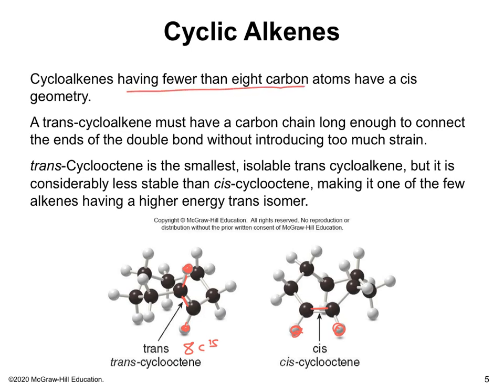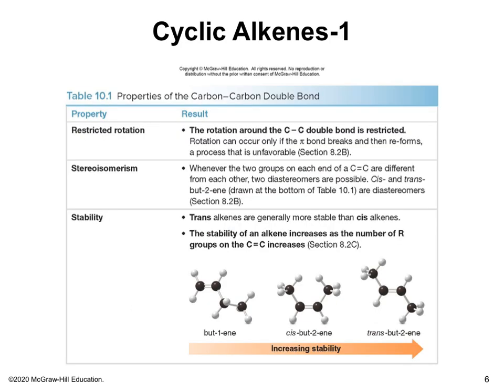So cycloalkenes having fewer than 8 carbons have cis geometry, and that's why you don't say cis on a cyclocompound in the naming. So the trans-cyclooctene is the smallest isolatable trans alkene, but it's still less stable than the cis-cyclooctene. So there's restricted rotation when you have a carbon-carbon double bond. Same thing with the cyclocompounds. And so that's why we have different diastereomers. Here's a trans and a cis. So you have these groups on the same side or opposite side, which makes them trans. These groups are on the same side, which makes them cis.